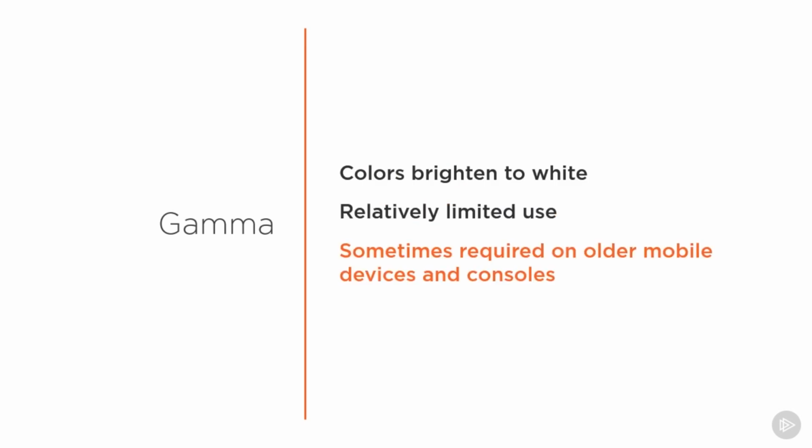This means that the colors won't become washed out as quickly. The second color space is gamma. With this color space, colors quickly turn white as brightness increases. The need to work with gamma color space is relatively limited, but it is sometimes necessary if you're targeting a broad range of mobile devices, again including lower-end mobiles. In the past, it was also a requirement on some consoles, but that isn't the case any longer.